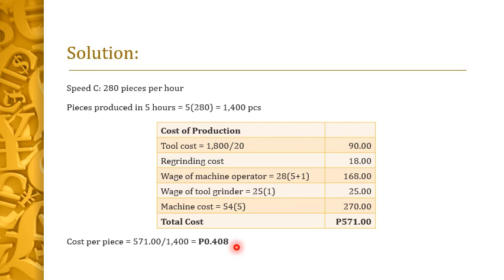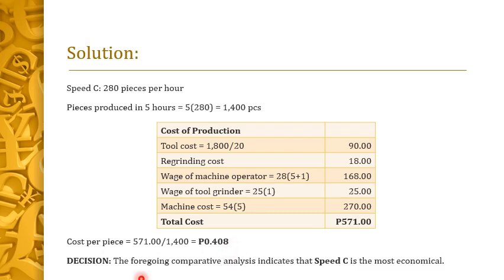Now, what is our decision? Which among the three is the most economical? The foregoing comparative analysis indicates that speed C is the most economical. Why? Simply because speed C has the least cost per piece. Okay?